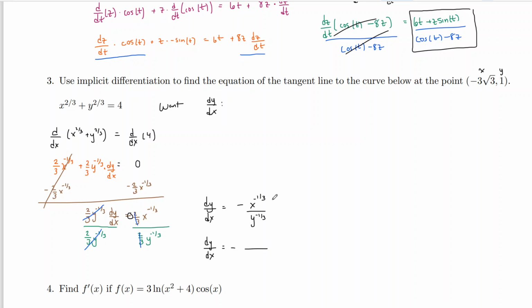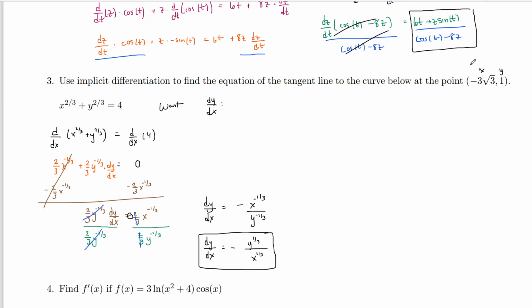Now, whenever you have a negative exponent, you can just bring it to the opposite part of the fraction and it'll become positive. So we can bring the x down and it'll become positive 1/3 power. We can bring the y up and it'll also become the positive 1/3 power. We actually have our formula for dy over dx here.